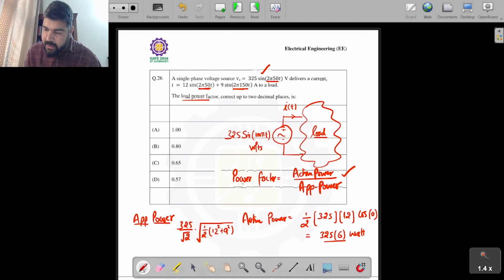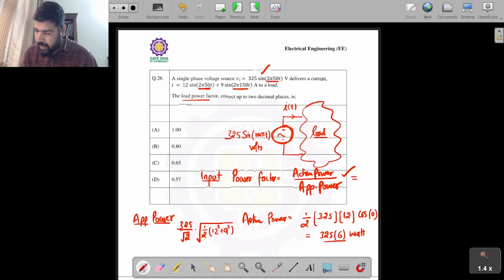This is the power factor seen from the source side. Okay, so we call it input power factor. This is seen by the source. Now what about the load power factor? So there is a confusion here.